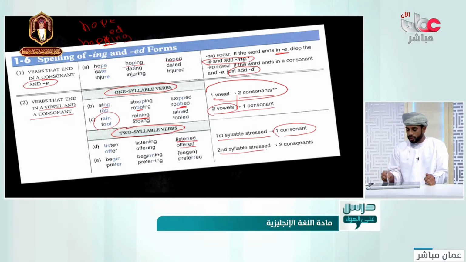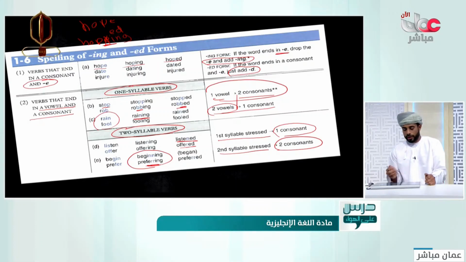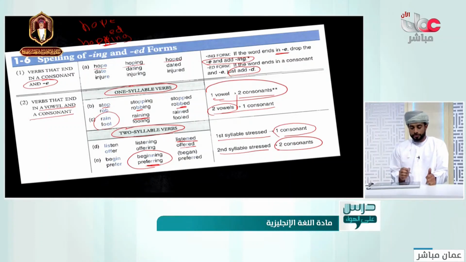But if the stress is on the second syllable, like begin or prefer, I'm stressing the second syllable, prefer. So what should we do? As I said, we double the consonant in here. Preferring, beginning, and prefer. So again, if it is a two syllable verb, if the stress is on the first syllable, we don't double the consonant. If the stress is on the second syllable, we double the consonant. Nice.